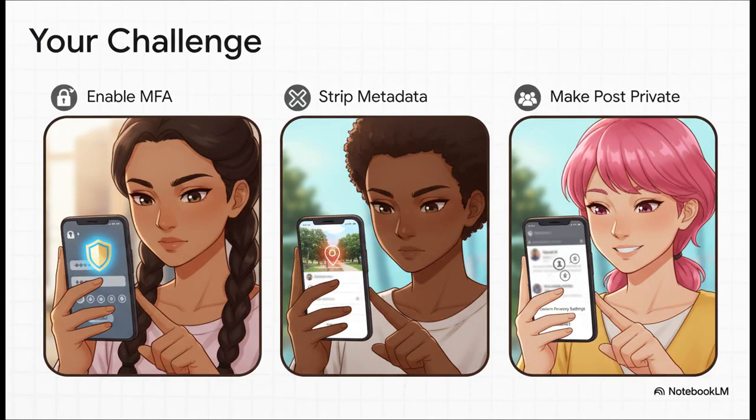Here it is, your challenge for tonight. Just 3 small tasks. That's it. First, go enable MFA on one important account. Just one. Second, before you post your next photo, check it for that location data and get rid of it. And finally, find one old social media post you made that's public and just switch its audience to private. That's all. Because at the end of the day, OSINT is just a mirror. It shows you what the rest of the world can see. The real question is, what are you going to do with that knowledge?